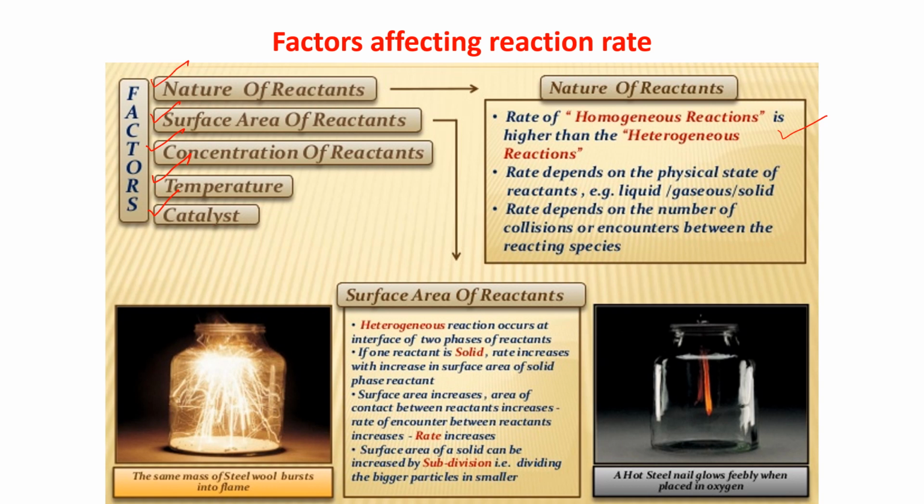Rate depends on the number of collisions or encounters between the reacting species. If the collision is more, the rate of the reaction is more. Next comes the surface area of the reactants. You know that if we increase the surface area, the rate of the reaction also increases.